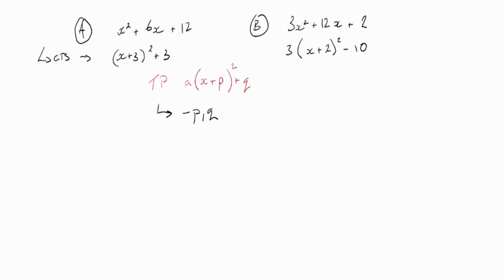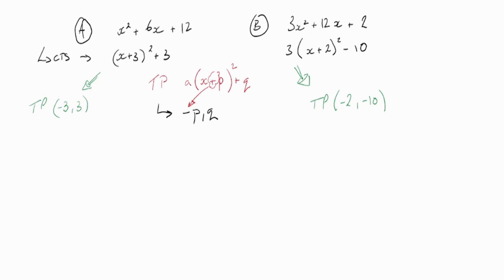So it's really important here that we remember whatever the sign is here, I change it. That's an important thing. So the turning point for my examples, for A, the turning point is going to be minus 3 and 3. And for my example over here for B, my turning point is going to be minus 2 and minus 10. Now, I guess what you could do therefore is sketch this.